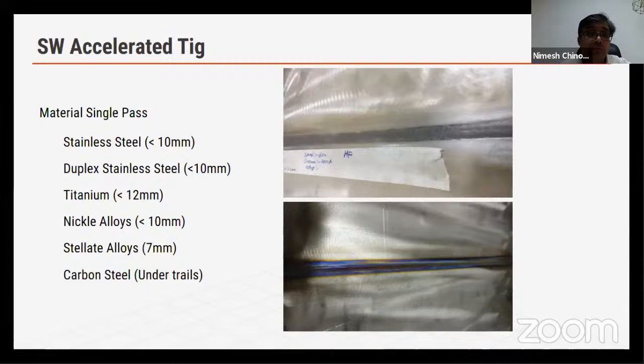Materials that we have tried so far: stainless steel up to 10 millimeters. We recently did a 12 millimeter thick plate also in a single pass with a very minor chamfer on the top. We could do duplex stainless steels. We could do titanium up to 12 millimeters thick. We recently tried even 14 millimeters in titanium, and we got very good control on the weld. Nickel alloys, stellite alloys, and carbon steel. Carbon steel is the last to use, but all the others were very successful in the attempts we made.